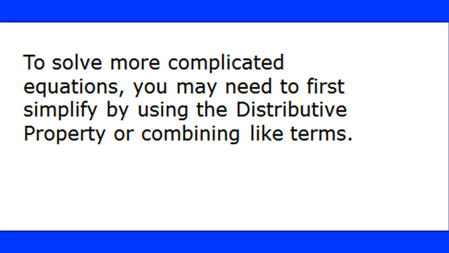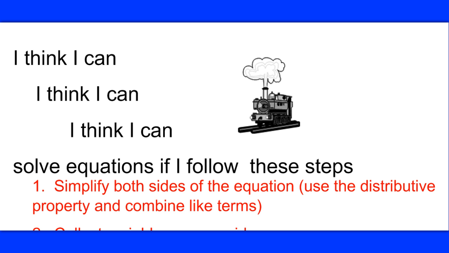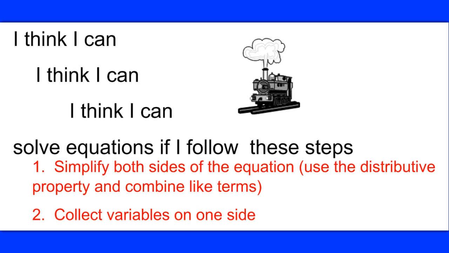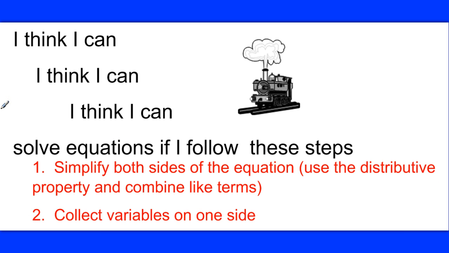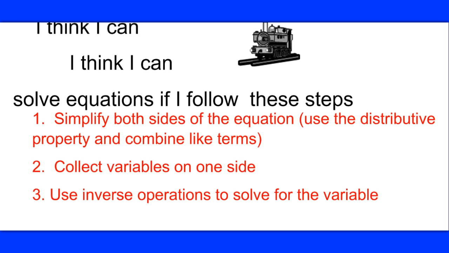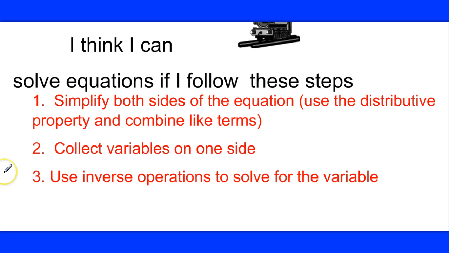Okay? Sometimes you have more complicated ones. You might have to simplify each side by doing the distributive property and combining like terms. And all you're doing is simplifying each side. Here's a little reminder. I think I can, I think I can, I think I can solve equations if I follow these steps. Step number 1, simplify both sides of the equation. Use the distributive property and combine like terms.